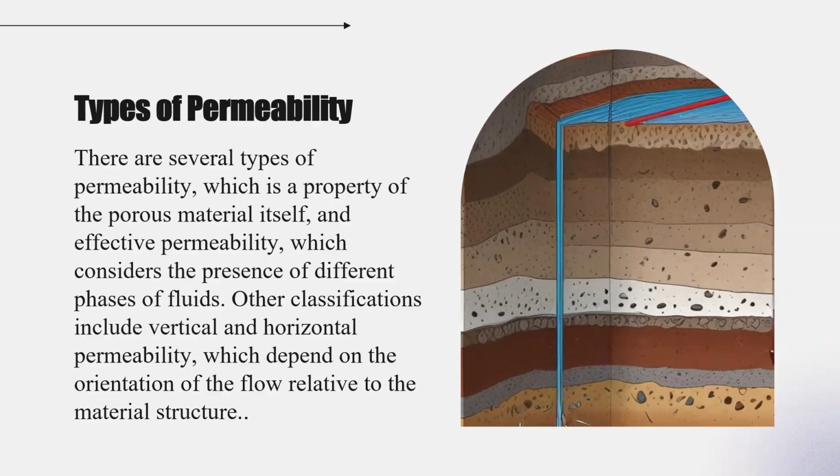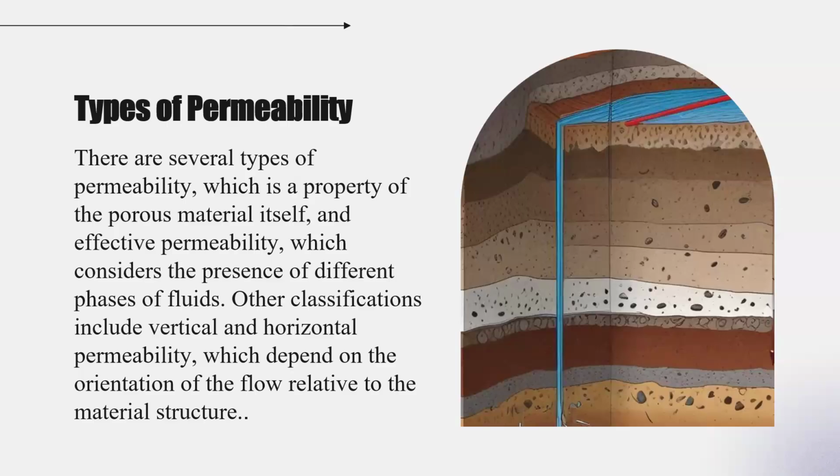We are studying permeability, and we have seen what permeability is. But depending upon the properties of the porous material, the permeability also changes, and effective permeability is defined. Permeability is divided into a number of types depending on the porous material itself. The second is effective permeability, which considers the presence of different phases of liquid. Another classification includes vertical and horizontal permeability, which depends on the orientation of flow relative to the material structure.